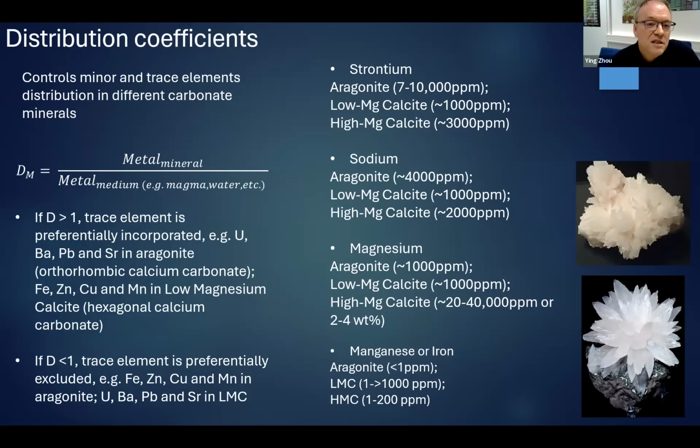Low magnesium calcite tends to be a lot less enriched in strontium, and that's because of its hexagonal structure. It actively discriminates against the incorporation of strontium. Dolomite even more so.